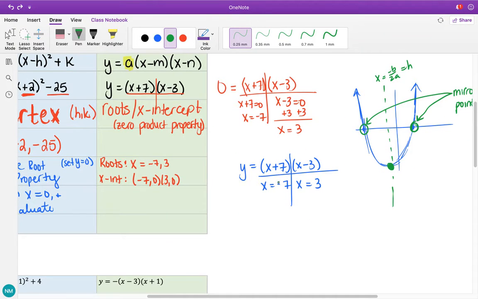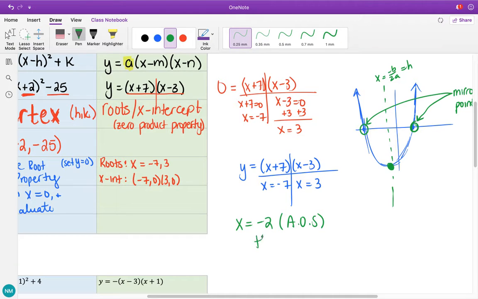So what is the midpoint between negative 7 and 3? Well, how many units are between negative 7 and 3? There's 7 units here and 3 units here. 7 and 3 is 10. So that means that 5 units away from here is going to be my midpoint. So negative 7 plus 5 is going to be negative 2. So x equals negative 2 is my axis of symmetry.